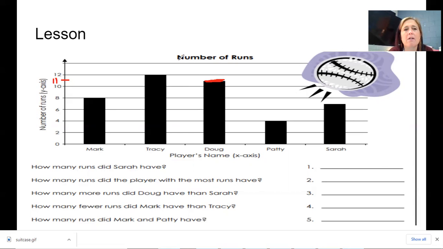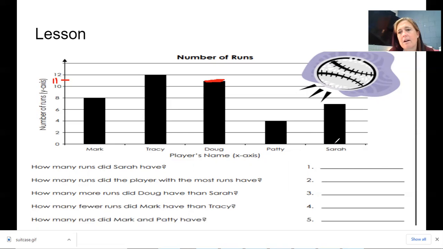Well, we know that our graph is talking about number of runs because that's our title. We know that the number of runs are up the side, and our categories at the bottom are the children's names. So we have Mark, Tracy, Doug, Patty, and Sarah. So it's asking how many runs did Sarah have?